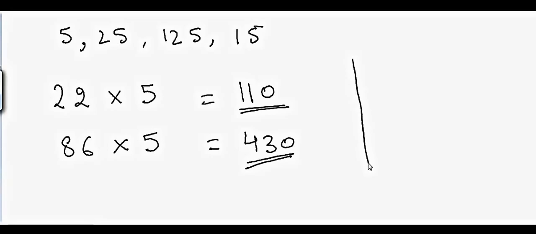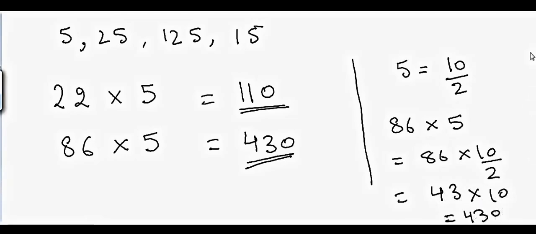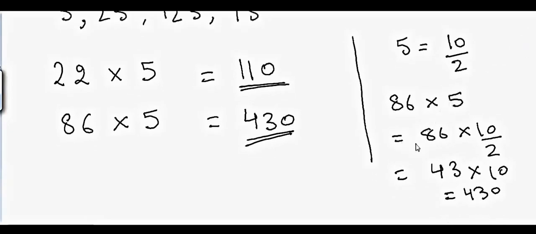So this is the concept. The concept is very easy. So 5 is equal to 10 divided by 2. So in a way, if I multiply 86 by 5, that is equal to 86 into 10 divided by 2. So that will be equal to 43 into 10, which is equal to 430. So as you can see, this is nothing new, and most people already know this, but we don't remember these concepts when we are doing some calculations in the exam or in the market. So it's very handy if you remember this kind of concepts.